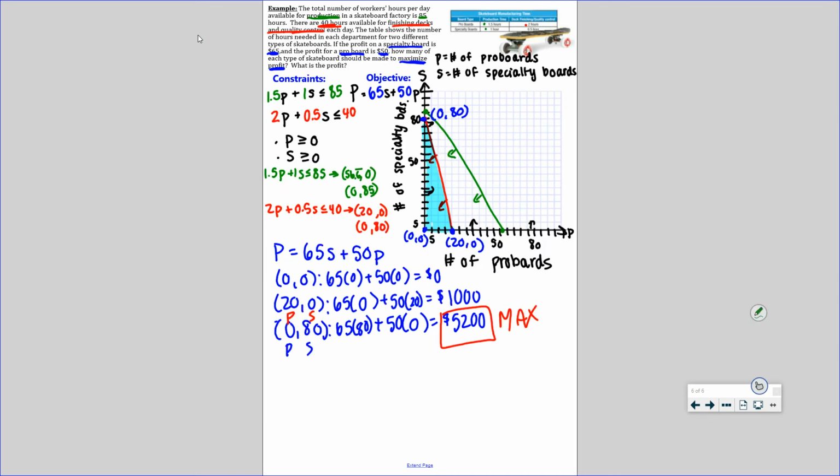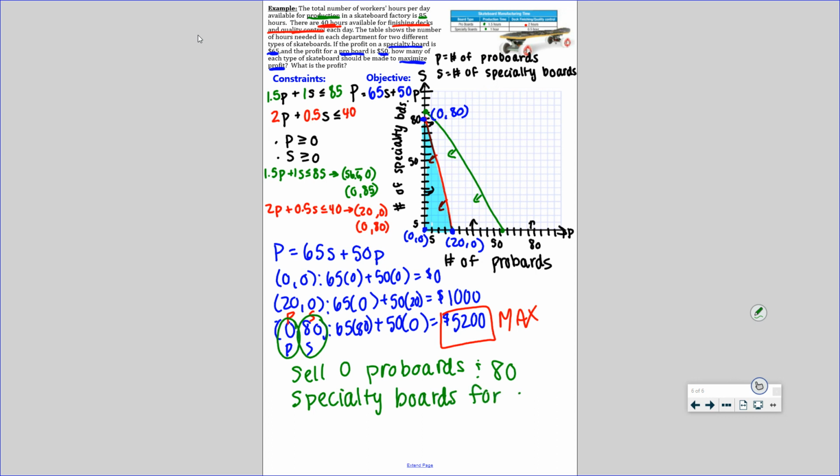All right, we're almost done. How many of each type of skateboard should be made to maximize the profit, and what is that profit? Well, the maximum profit is $5,200. And the number of skateboards, I have it right here: no pro boards and 80 specialty boards, for a max profit of $5,200.